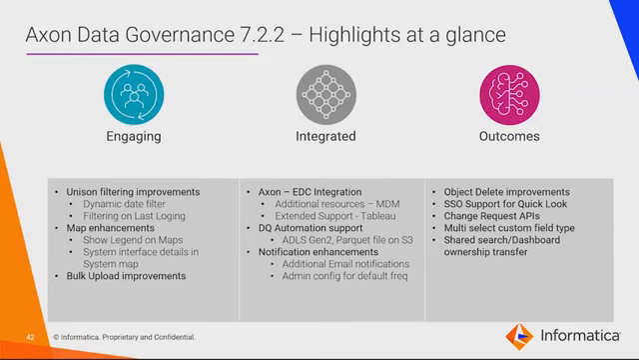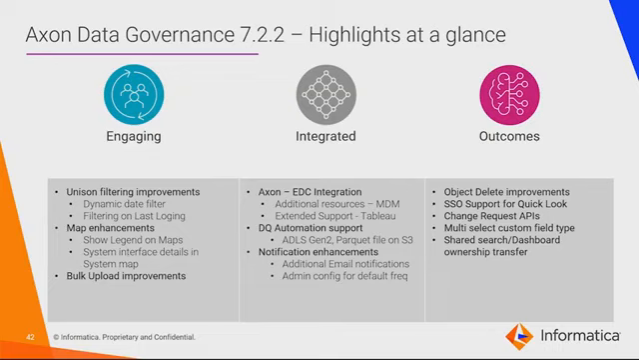And when it comes to the Axon EDC integration, we have started supporting Informatica MDM as an additional resource, and some additional fields for the Tableau, which was supported earlier. From the data quality integration perspective, we are adding ADLS Gen 2 and Parquet file on Amazon S3 as additional source types. And there are a bunch of notifications which are sent out to the users with respect to the data quality score change, or even not the email, which workflow can be tagged where the users are tagged.